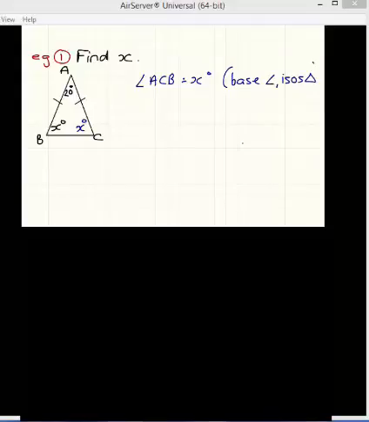Okay, so once I know that, I can then say, well, 2x plus 20 is equal to 180 degrees, and that's because it's the angle sum of a triangle. So 2x is equal to 160 and x is equal to 80.